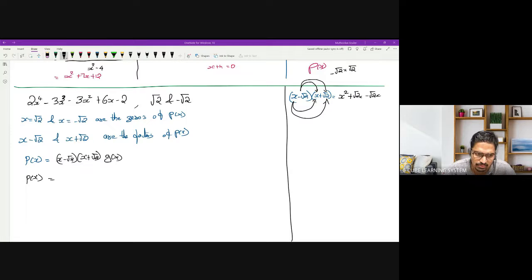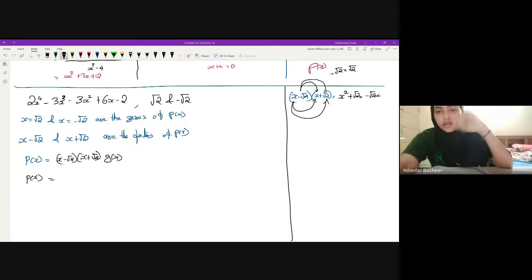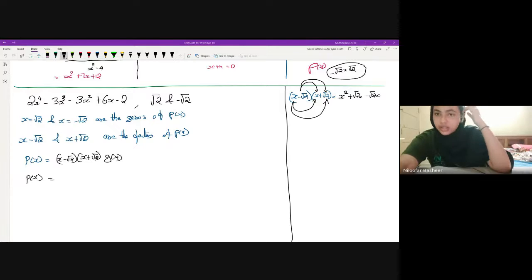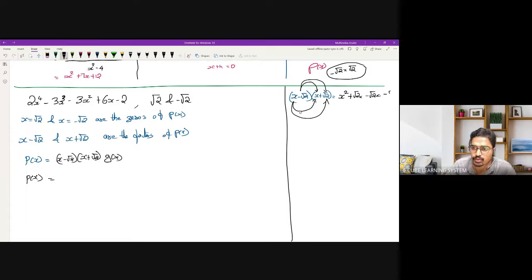Yesterday we discussed about this. Minus root 2 into plus root 2. Nilofer, here the term minus root 2 into root 2 will be what? Minus root 4. Root 4 is 2 itself, isn't it? Yesterday we did root 5 into root 5 equal to 5, in the exercise question we did.